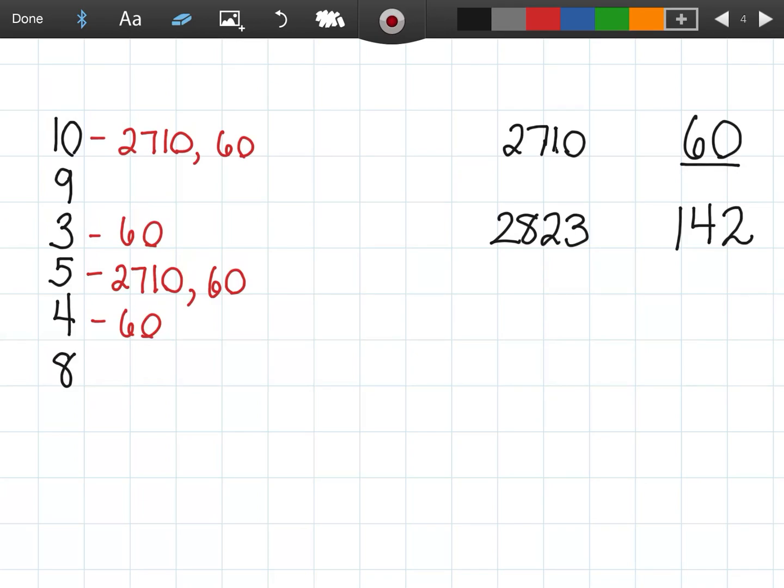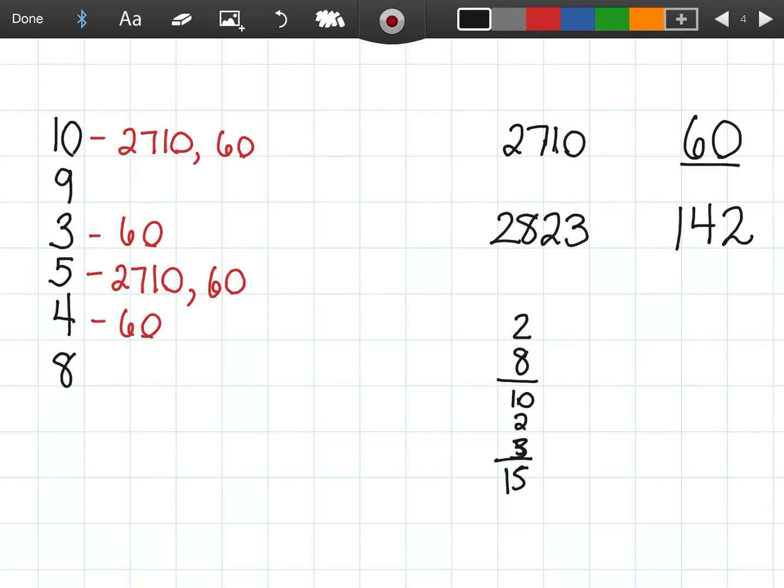2,823. Can it go under 10? No, it doesn't end with a 0, and it can't go under 5 because it doesn't end in a 5 or a 0, so those ones are not possible. So for 9, is the sum of the digits divisible by 9? So let's look at it. 2 plus 8 is 10, plus 2 and 3 gives us 15. 15 is not divisible by 9.